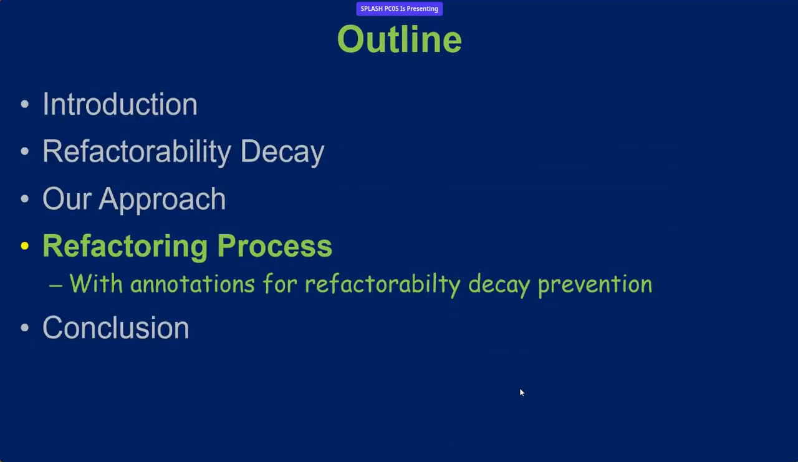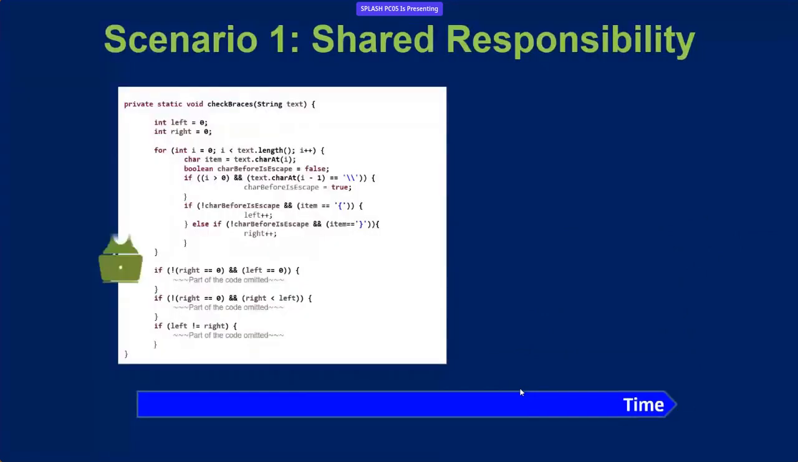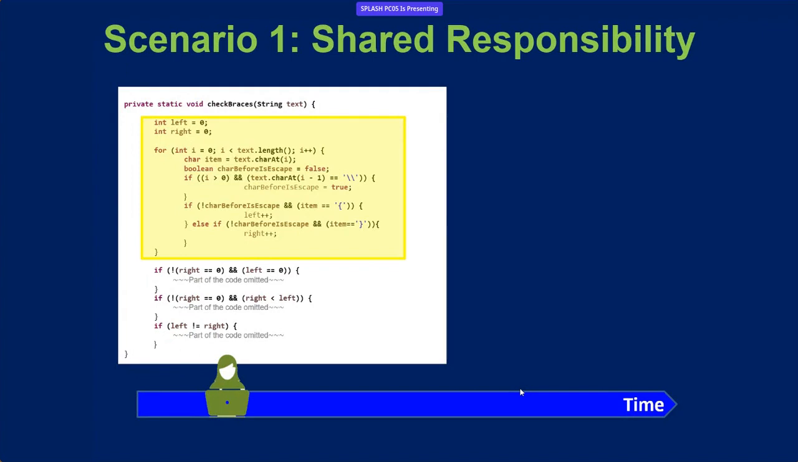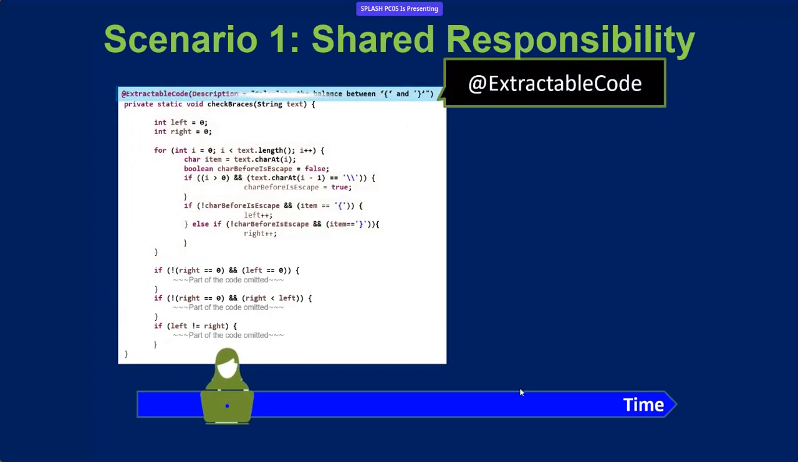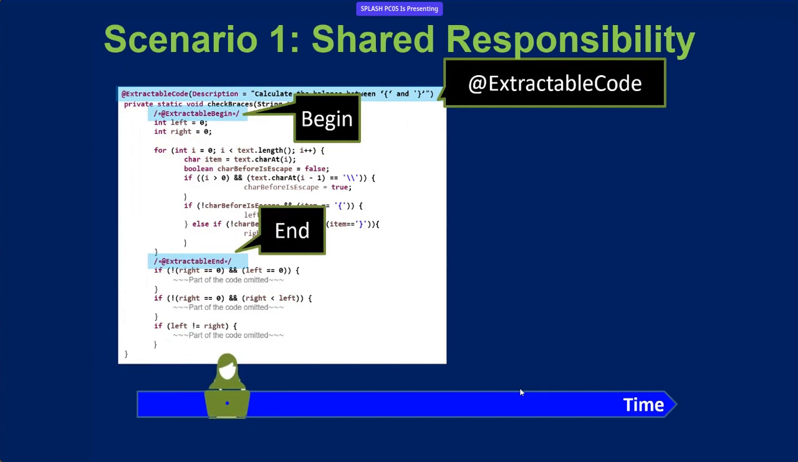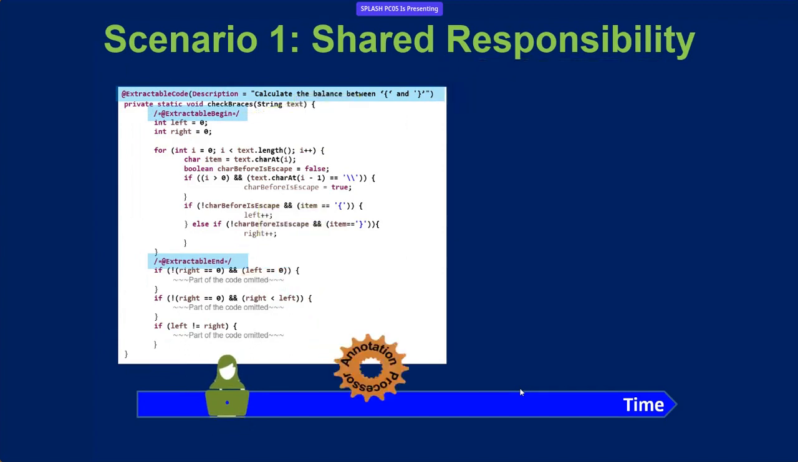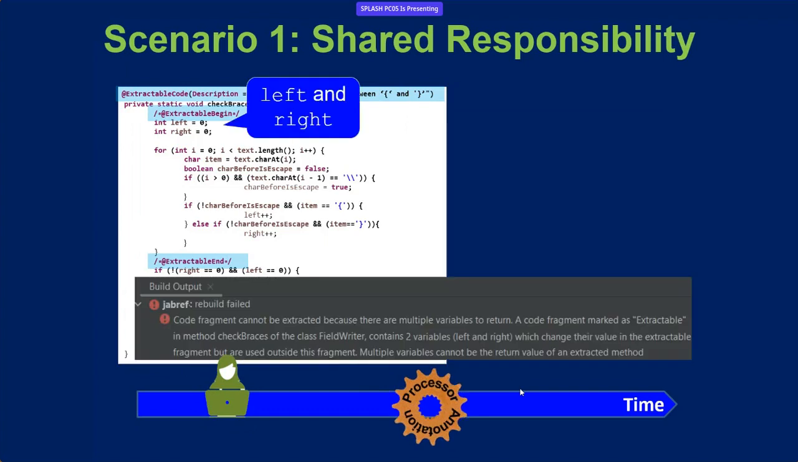Finally, I want to show you how these annotations affect the refactoring process. And I'll show you two scenarios. The first scenario shows you that the annotations also help the original developer. Suppose the original developer identified a piece of code, which I showed you earlier, which could be potentially reused later on, and then annotates it as extractable code, indicating the beginning and the end of the relevant segment, and then compiles the code. The annotation processor will inform the original developer that there's a problem.